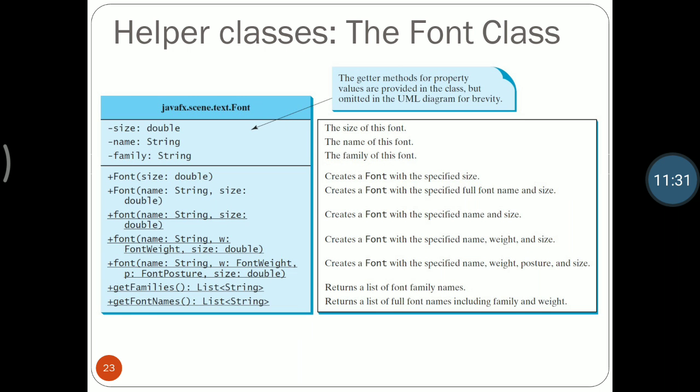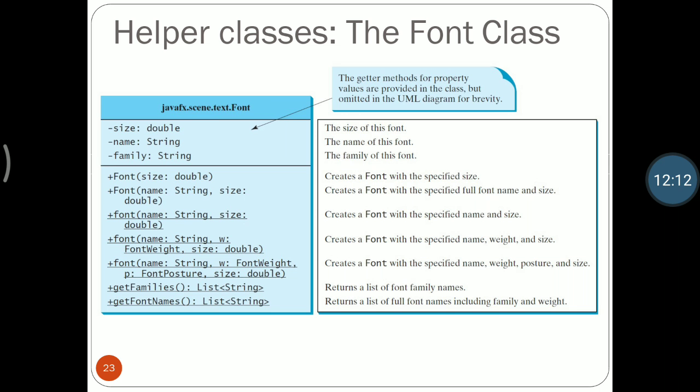We have another helper class, Font class. For Font class we have parameters size, name and family. And methods, first method is font with the size, that will create a font with the specified size. Second method is font with name and size, that will create a font with the specified full name and size. Third is font with name and size. It will create a font with the specified name and size.